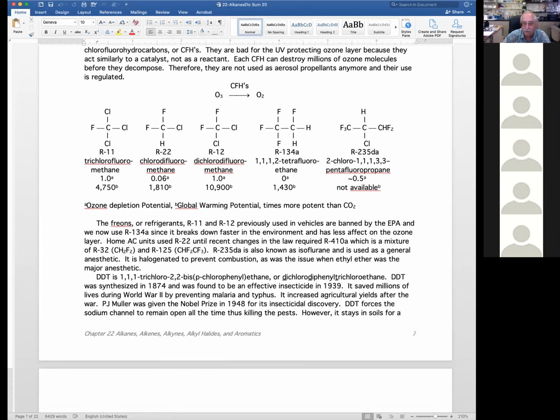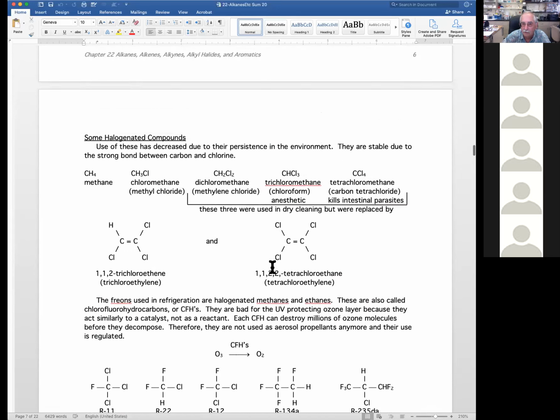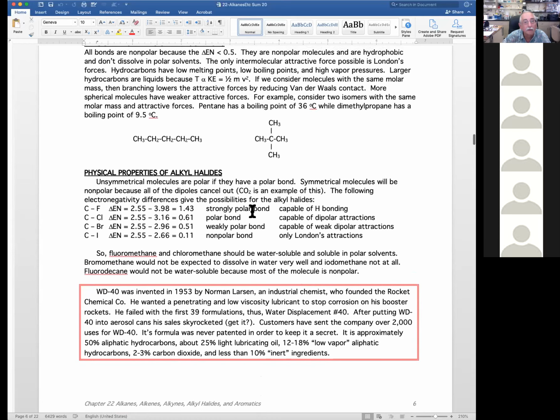Okay, so any other questions? When we were talking about the different electronegativity levels between carbon and the different halogens, is there a certain number for the electronegativity difference that says whether or not it's nonpolar? Yeah, if it's less than 0.5, we consider it nonpolar. Less than 0.5. Okay. Yeah, that's in that review of chapter 10.